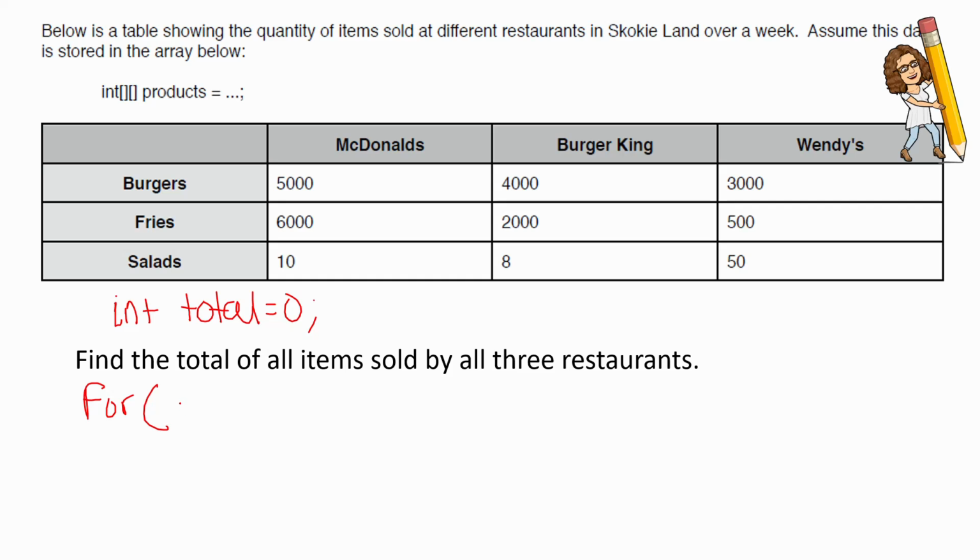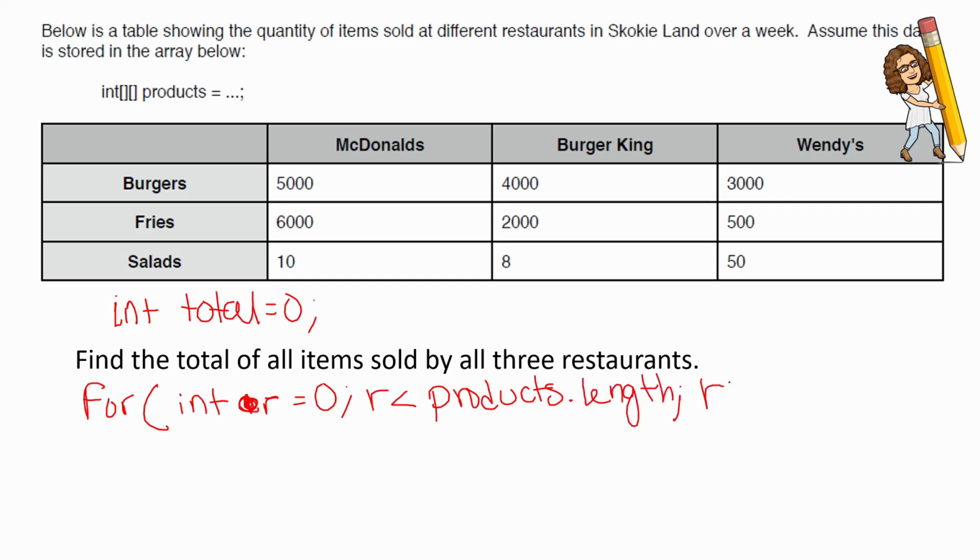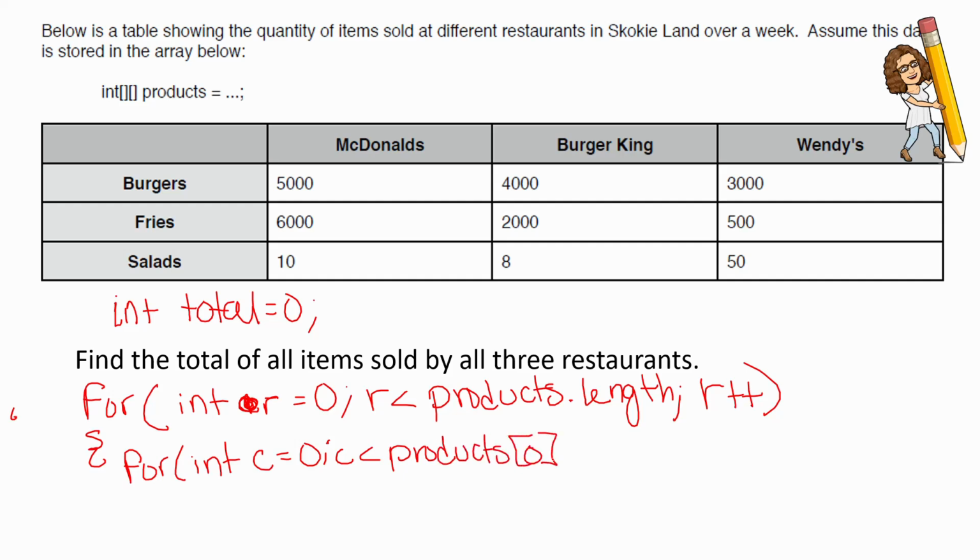So for int r, row equals 0. I want my rows to be less than the number of rows, which is products.length, because remember, products.length is the number of rows, r plus plus. And then I'm going to make a for loop for my column amount. So c needs to be less than products[0].length, c plus plus.